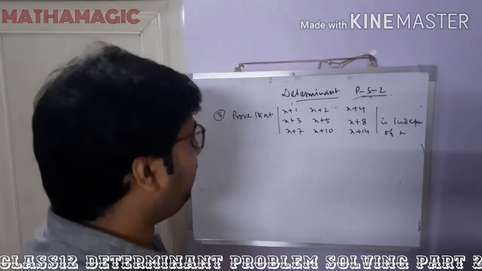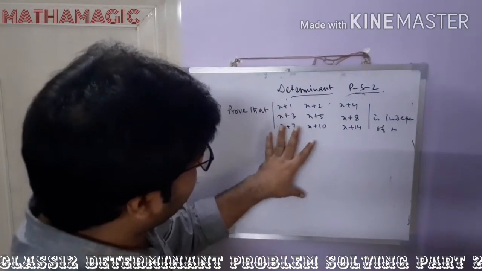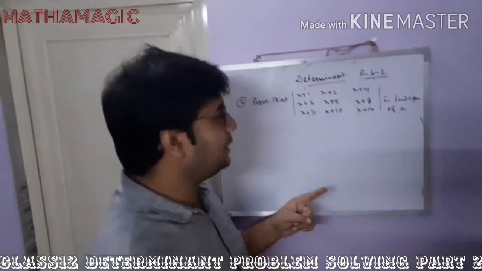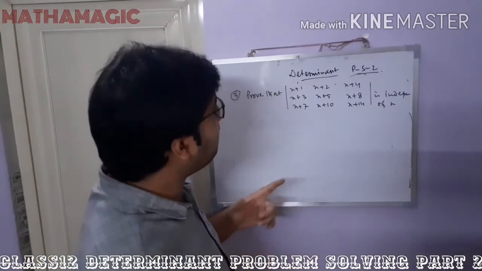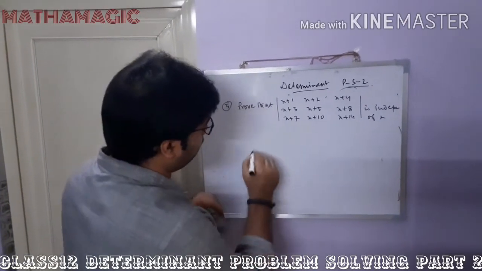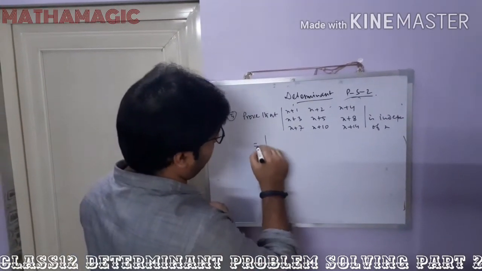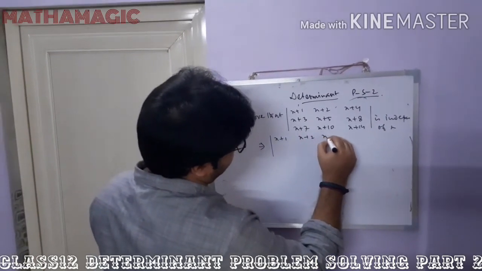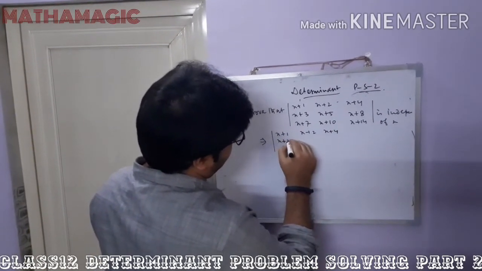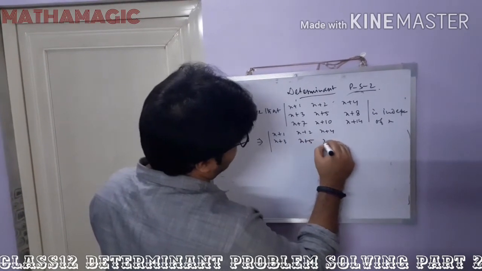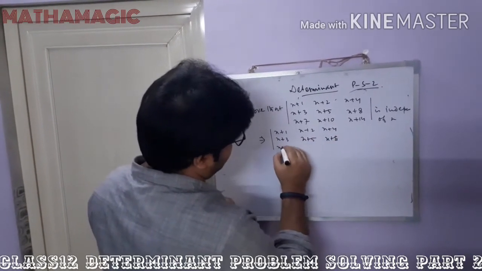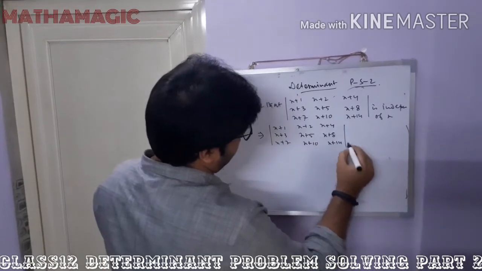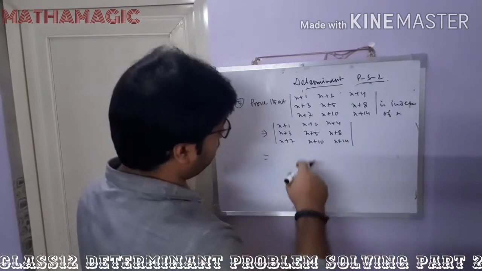So independent of x means whenever we find the value, there must not be any x in that value. That is why it is stating as independent of x. So we'll just perform normal evaluation, that is x plus 1, x plus 2, x plus 4, x plus 3, x plus 5, x plus 8. Now it is x plus 7, x plus 10, x plus 14. So we'll just do one thing.